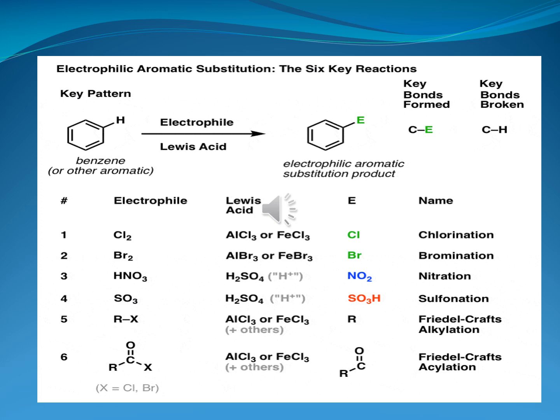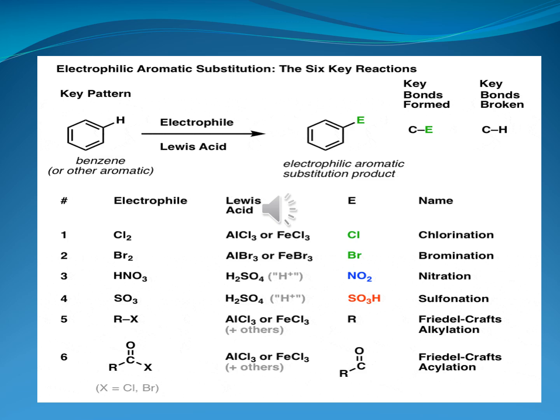You can see over here in this table the 6 key reactions of electrophilic aromatic substitution, in which we can observe the key pattern of benzene molecule with that of the electrophiles. In this case, the benzene molecule is treated with an electrophile in the presence of Lewis acids. We obtain the electrophilic aromatic substitution product, in which the key bond that is formed is the carbon electrophile bond, and the key bond that is broken is the carbon hydrogen bond.